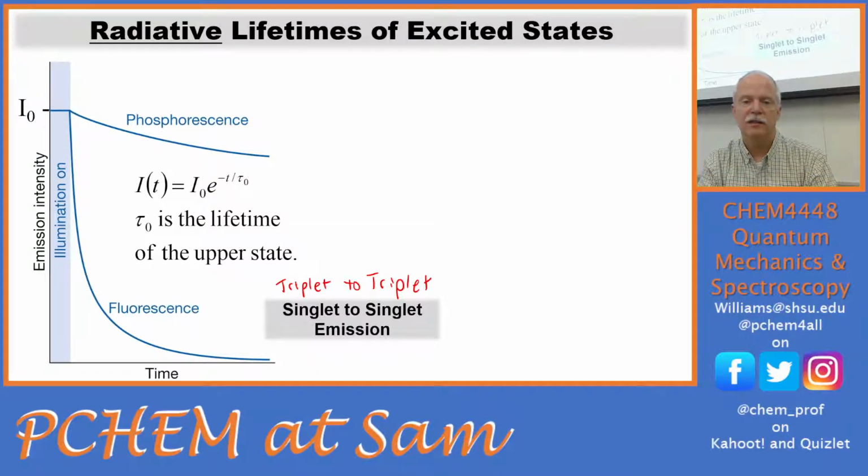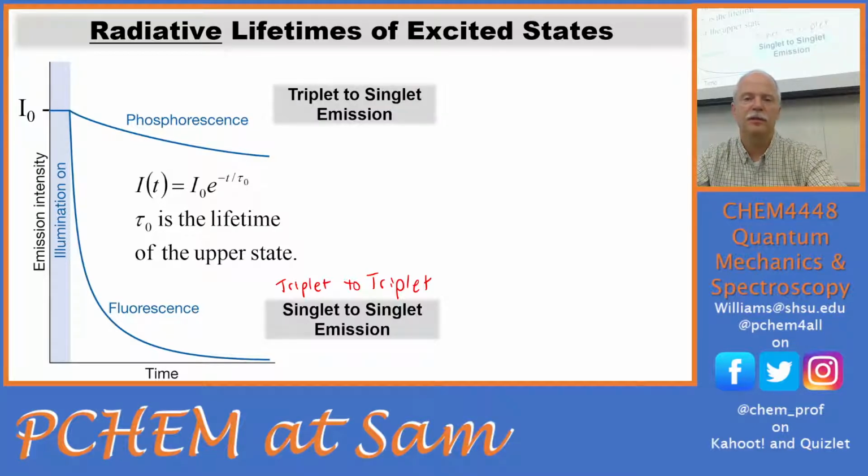And if it's spin allowed like this, these are allowed, so they're fast. But if it's a singlet to triplet or triplet to singlet, then that's called phosphorescence. So fluorescence, there's no change in spin. And phosphorescence, there is a change in spin.